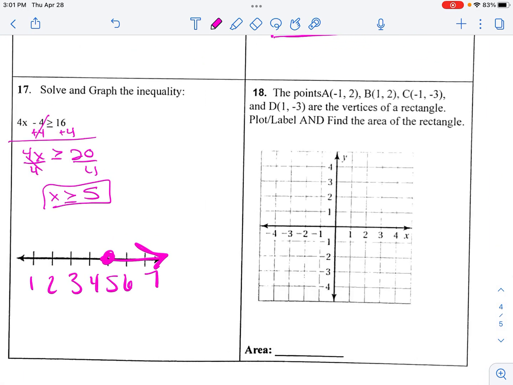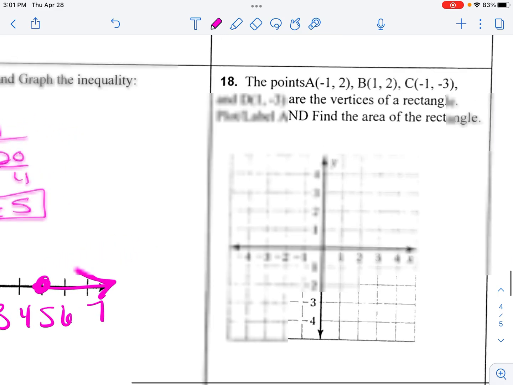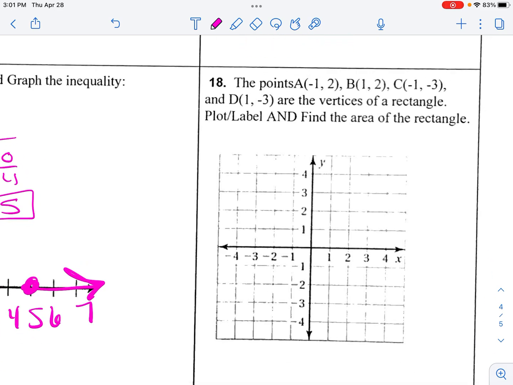Finally, plot the following points and label, then find the area of the rectangle. So A is at -1, left 1, +2, up 2. B is at +1, right 1, up 2, B. C is at -1, -3, C, and D is at +1, -3.